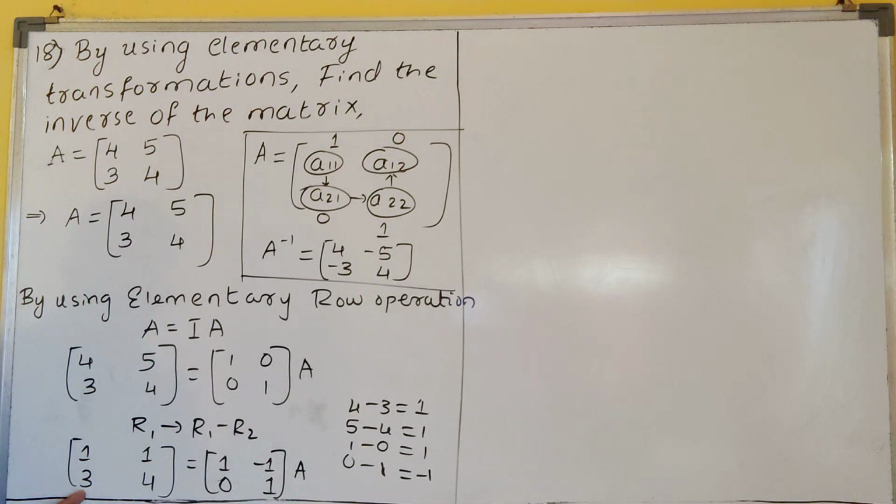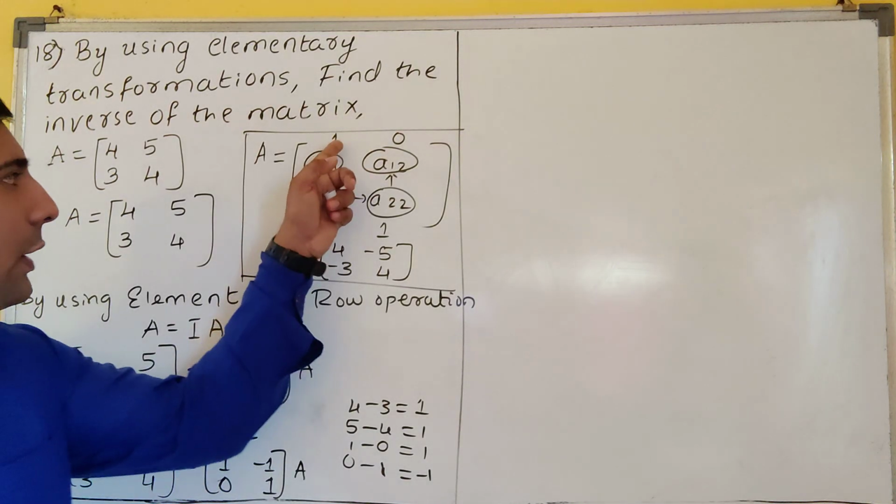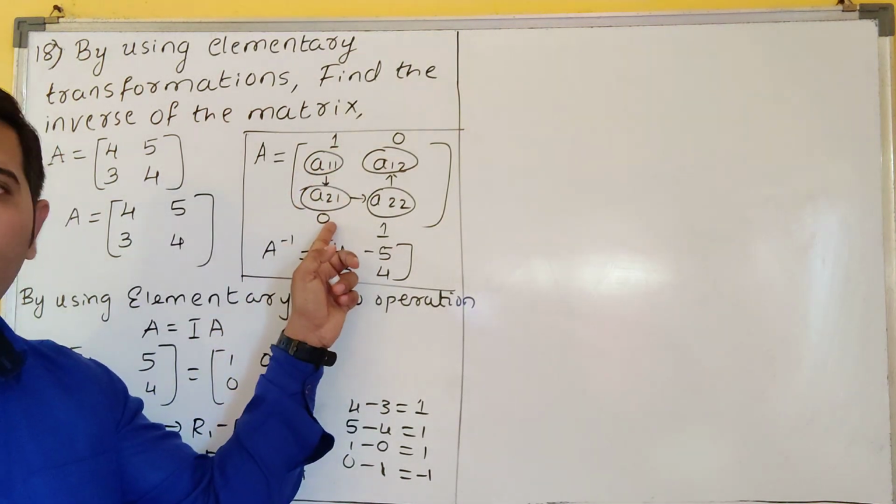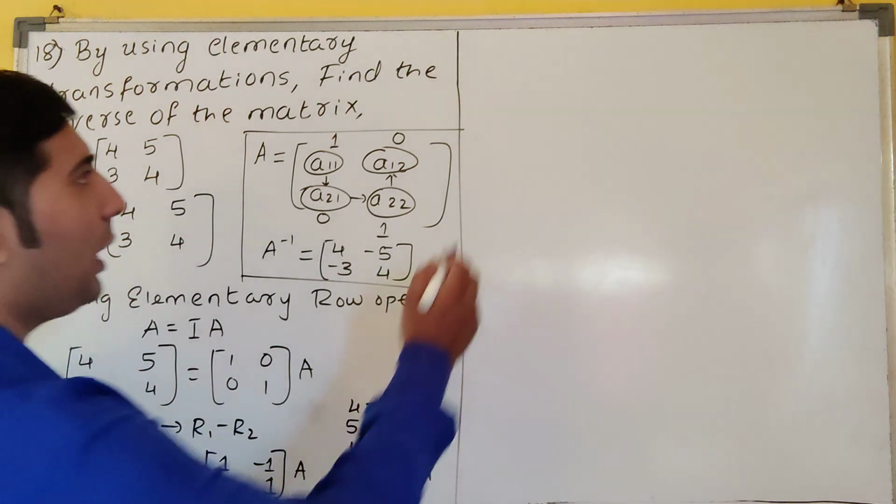Clear? So now I have to make this as 0 according to the shortcut. 1 you made and this you have to make it as 0. So R2 is what?